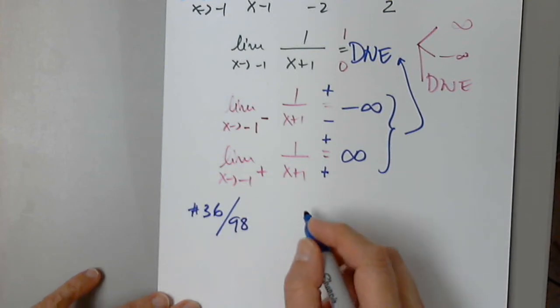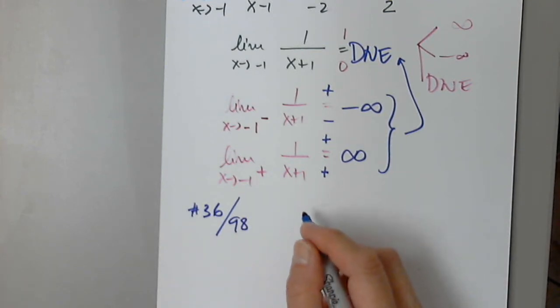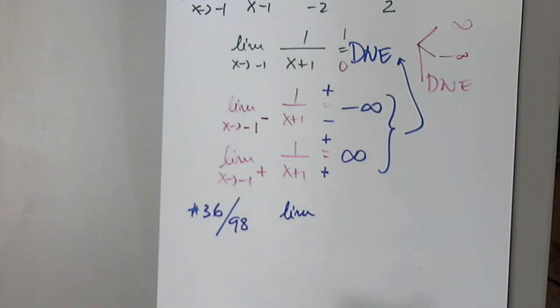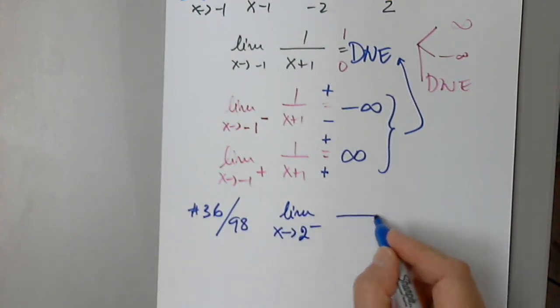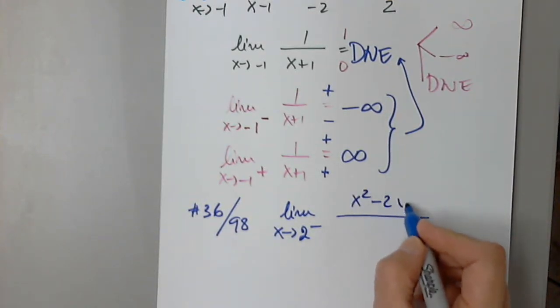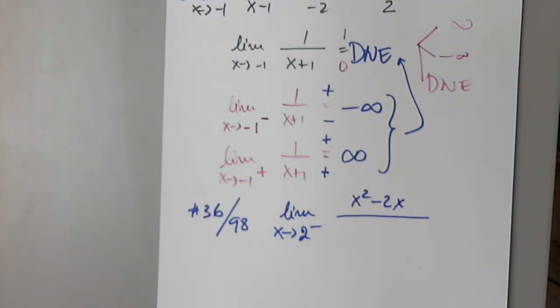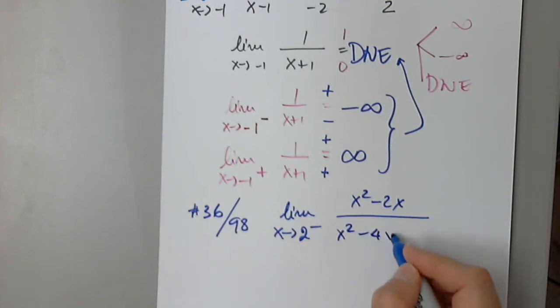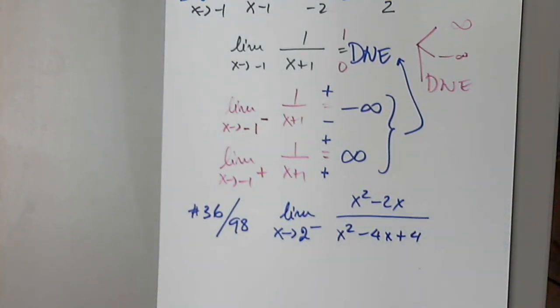So here we have the limit as x approaches 2 from the left of x squared minus 2x over x squared minus 4x plus 4. How do we start? We're given a limit. We're asked to determine it. What is the starting point? Plug in. Yes, it's not a contradiction.